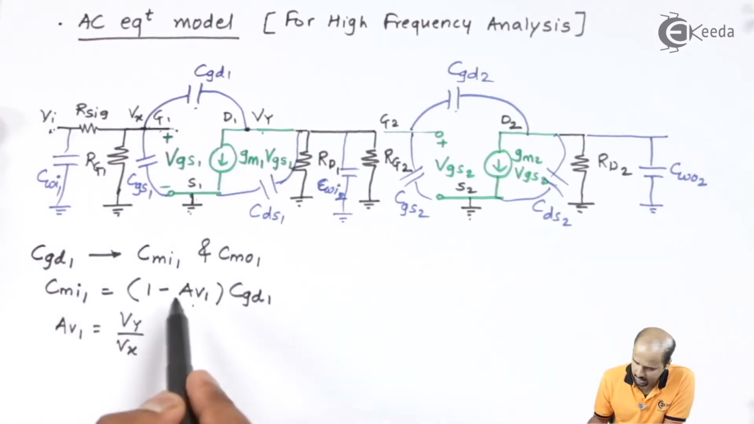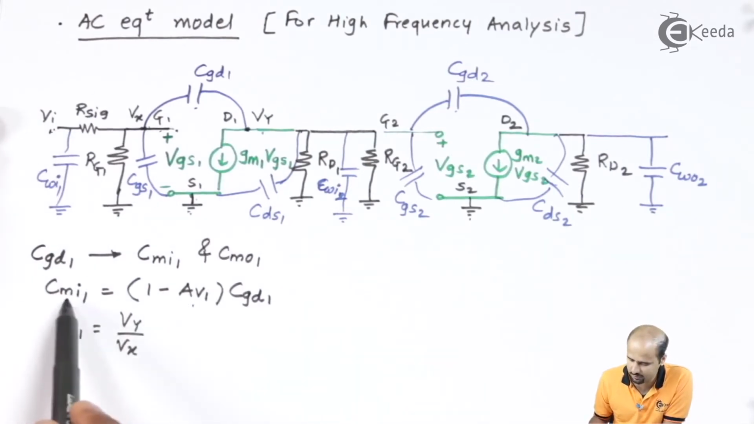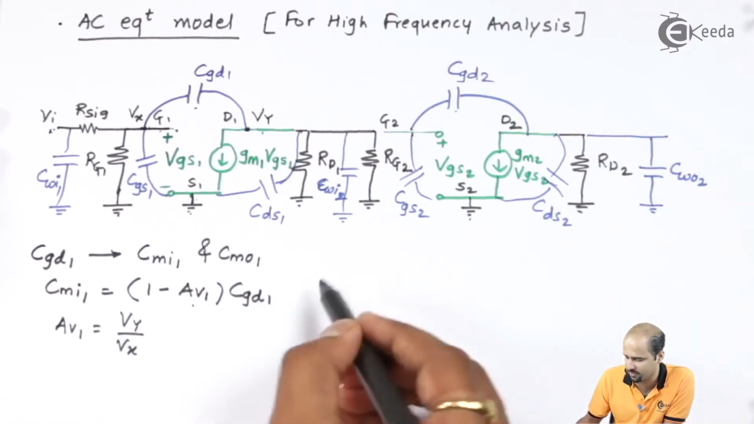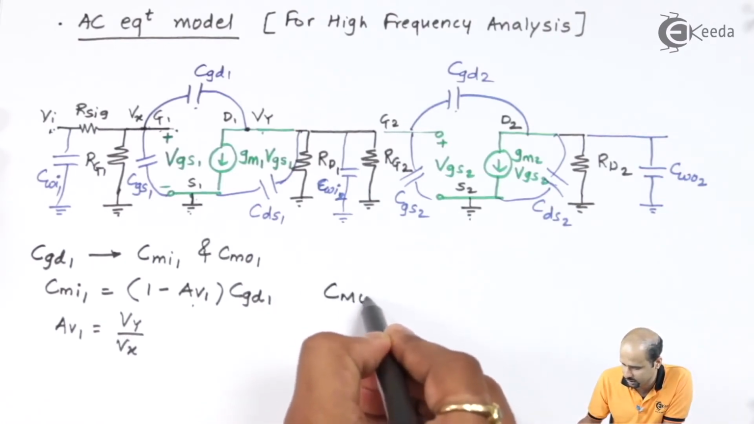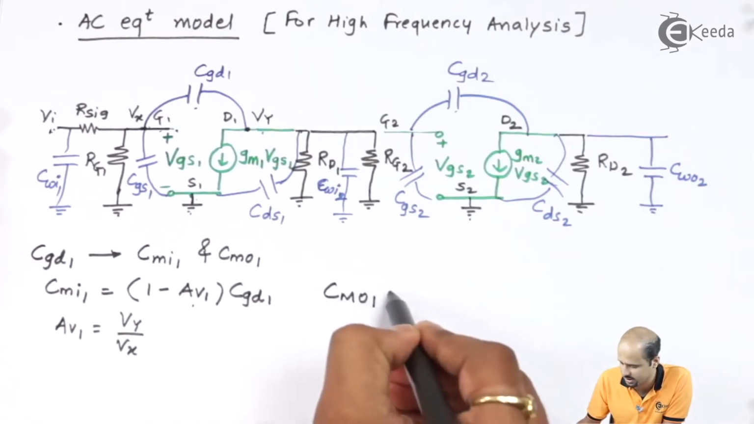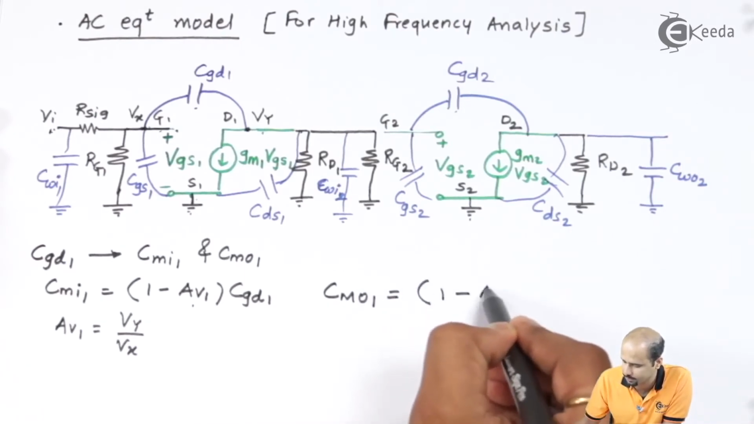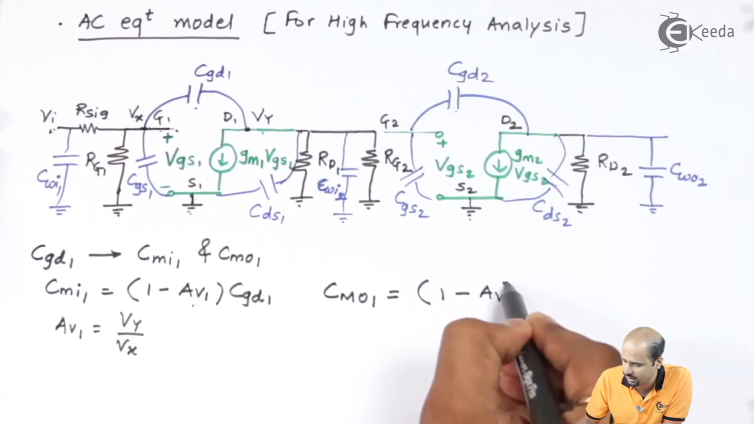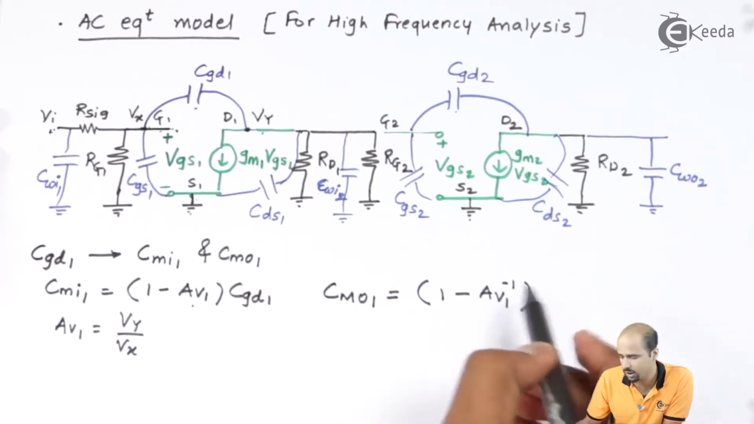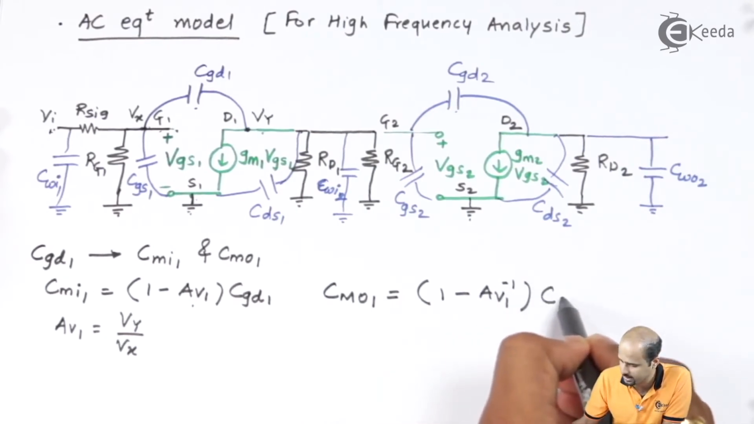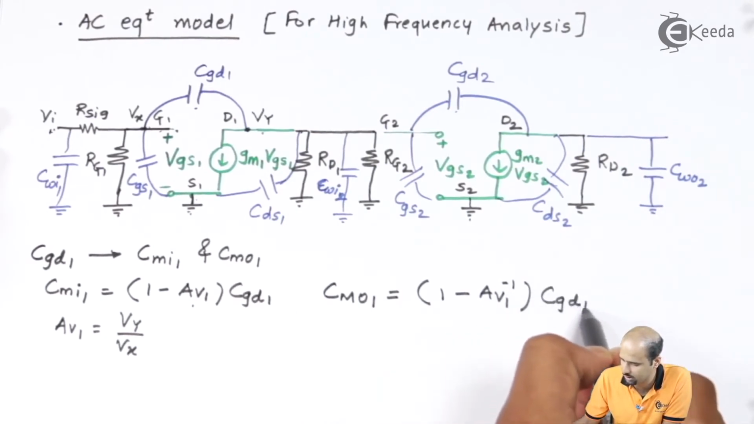So we have got the value of CMI1. Now we will proceed further to CMO1. Similar to CMI1, we will calculate the value of CMO1. This CMO1 is nothing but (1 minus AV1 inverse) multiplied by CGD1.